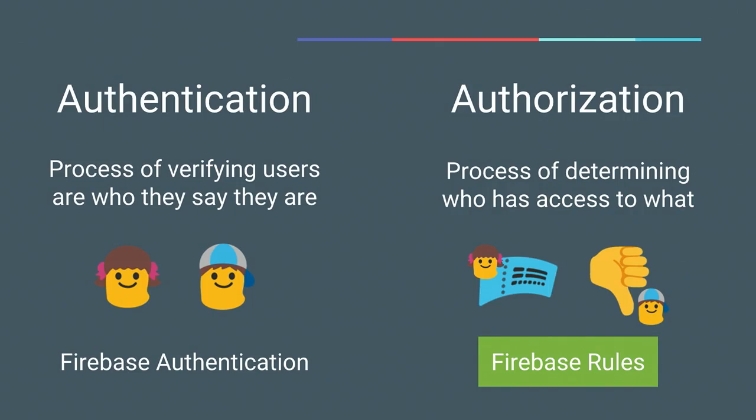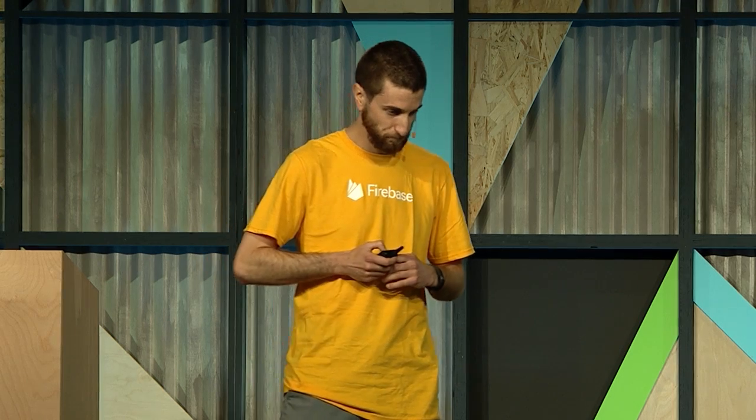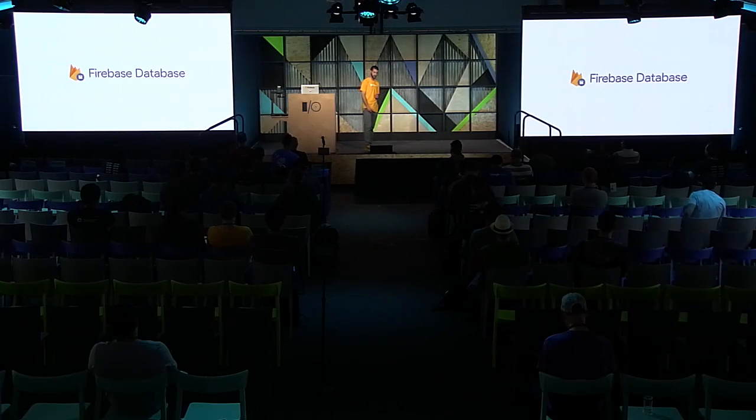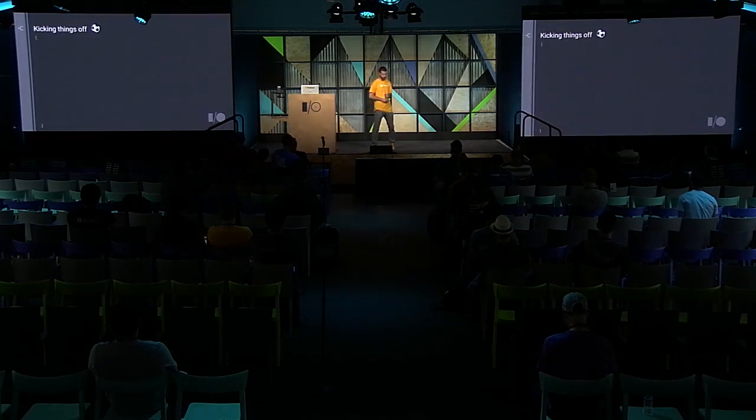What I will be focusing on today, though, is authorization. The way we do authorization in Firebase is we use what we call Firebase rules, for both the real-time database and for Firebase storage. I think the best way to learn this stuff is to actually go through a ton of different examples. We're going to start with learning the primitives of the Firebase real-time database rules language.